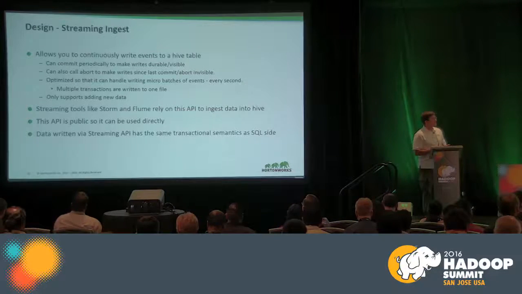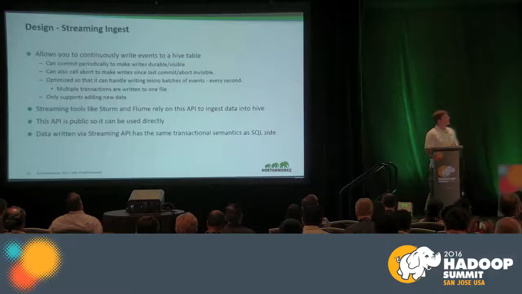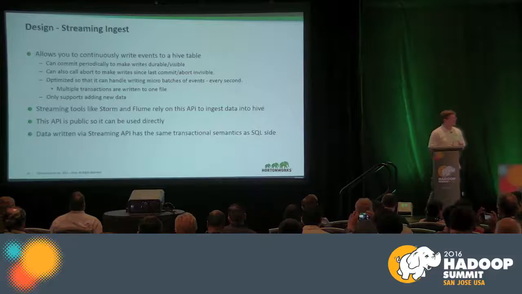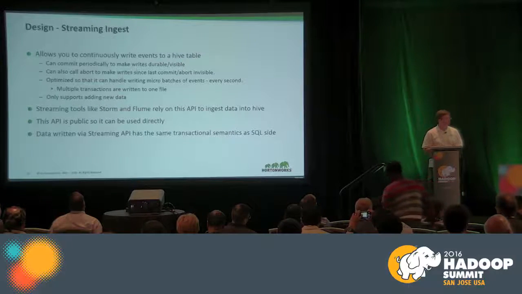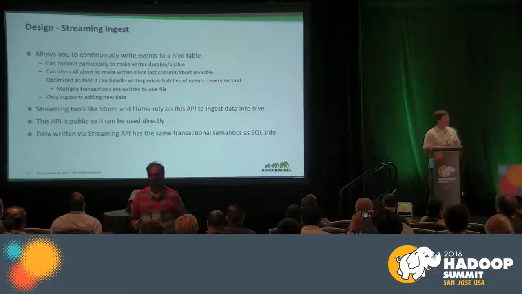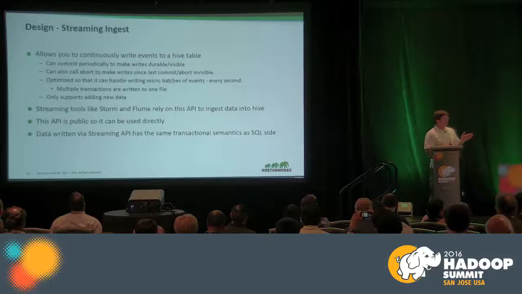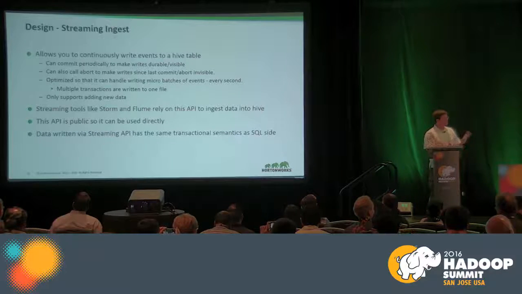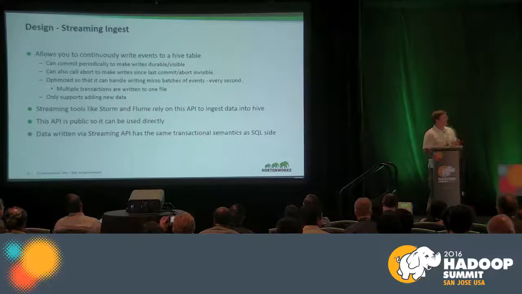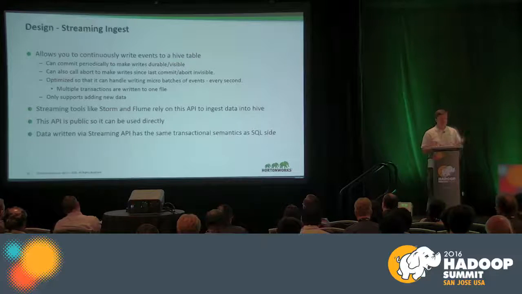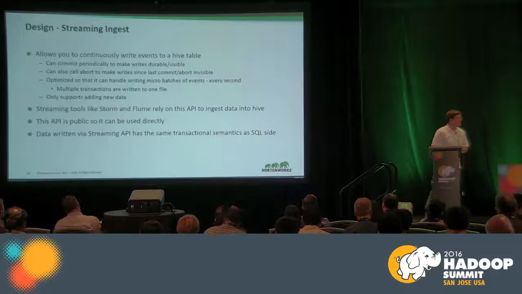So the next high-level feature of the system is streaming ingest. This is a set of APIs that allow you to continuously write a stream of events into a Hive table with transactional semantics. In this system, you can call commit operations on the data to make a particular set of events visible and durable in the system. You can call these commits frequently, every minute, maybe even every second. But the implementation is such that it's able to combine multiple transactions in the same file, thus avoiding this explosion of little files that cause performance problems later.